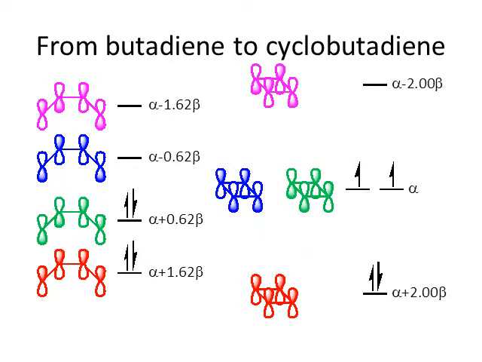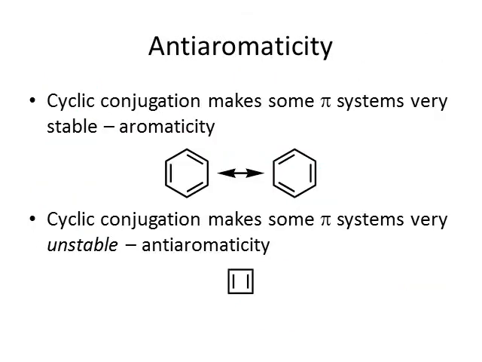Now this is in contrast to what we saw with benzene. In benzene we saw that the cyclic was more stable and we called that aromatic. In this case, the cyclic species is less stable, and that's going to be called anti-aromaticity. So now we've got two types of pi systems: some seem to be more stable than acyclic conjugated systems, and those are called aromatic, and some are less stable, and those are called anti-aromatic.